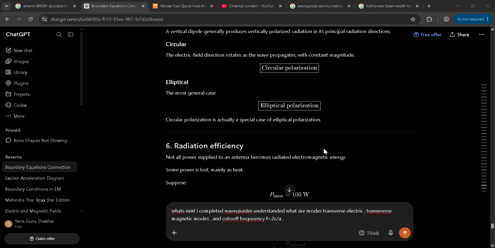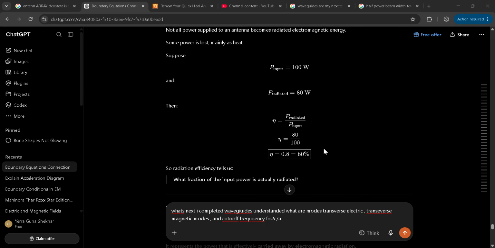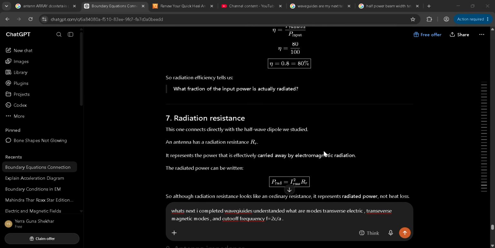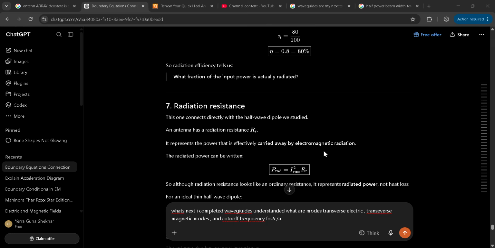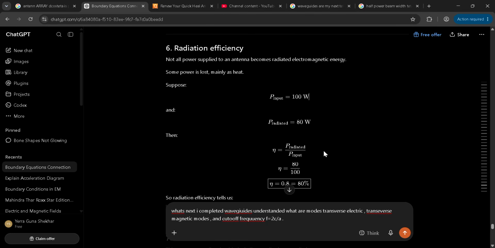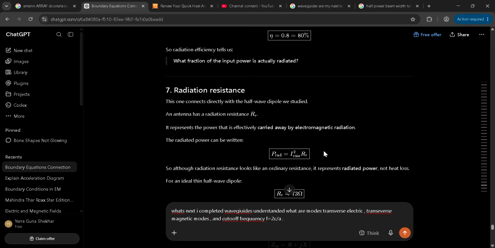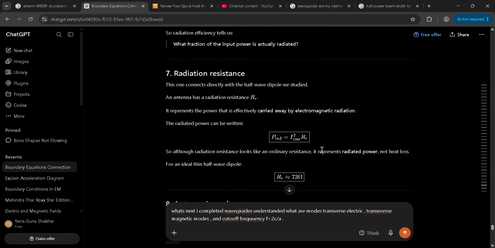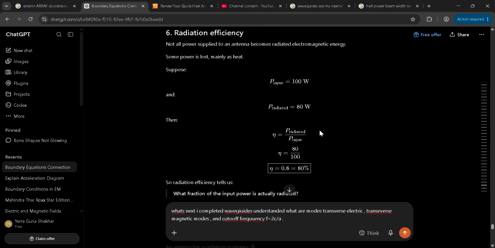So radiation efficiency. Not all power supplied to an antenna becomes radiated electromagnetic energy. Some power is lost, mainly as heat. Suppose P input equals 100 watts and P radiated equals 80 watts, then eta equals P radiated by P input, eta equals 80 by 100, equals 0.8, equals 80%. So radiation efficiency is the fraction of input power that is actually radiated.